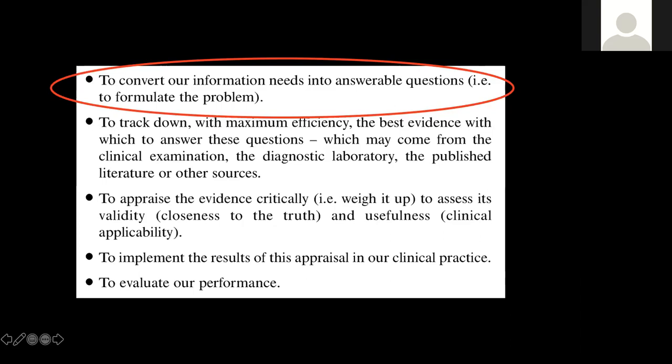This is the single most important point when it comes to evidence-based medicine, is to convert whatever information that you need into a question that can be answered by literature. Now, literature can be vast, it can be a randomized trial, it can be a systematic review, it can be many things. But the first and foremost important thing that you should do is to convert your thoughts into a question. It can be a simple thing.